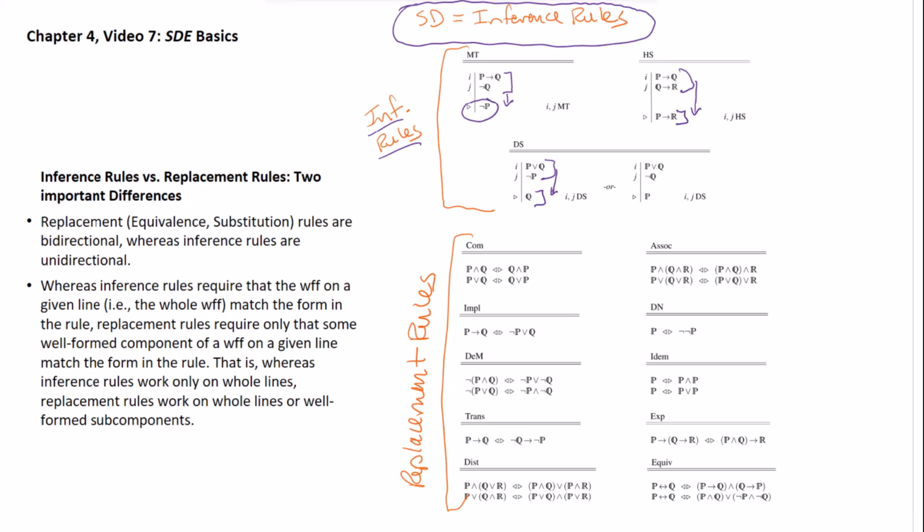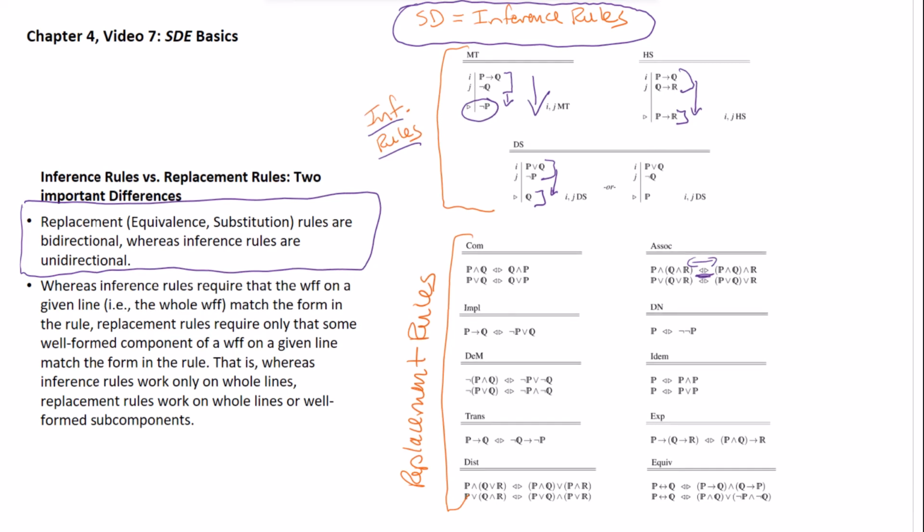And they are one-directional rules. The replacement rules, however, are bidirectional, and they're written across the page and can be read left to right or right to left. They can be applied left to right or right to left. So that's what we mean when we say that replacement rules are bidirectional, whereas inference rules are one-directional.